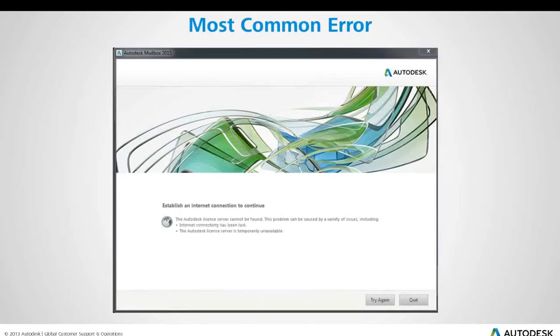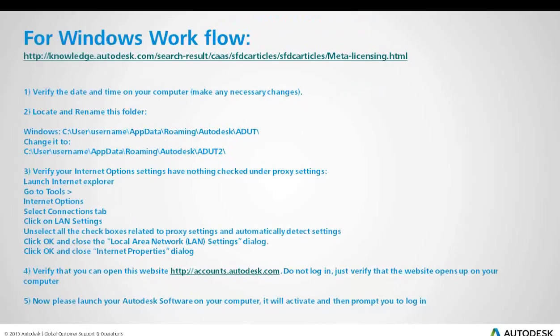All right, this is the most common technical error that we see with the desktop subscription, which is "establish an internet connection to continue." For some reason, something's keeping the software from being able to contact the Autodesk server to verify your license. You may have a perfectly good internet connection, you can get to websites and all that, but something is preventing it from actually getting to the Autodesk server to verify your license. And here's the workflow in Windows for how you can fix that particular issue.